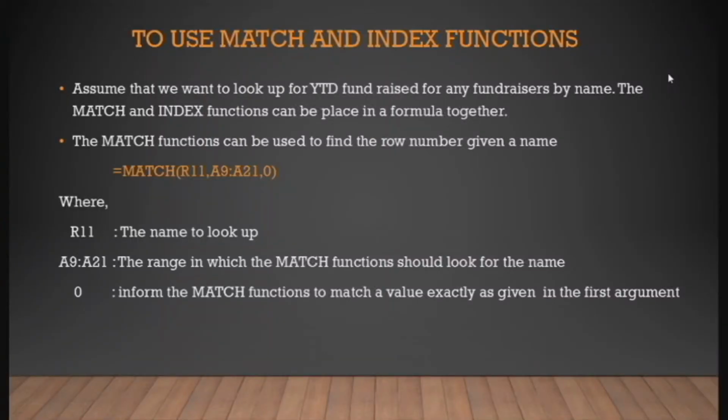To use the MATCH and INDEX function, assume that we want to look up the YTD fundraise for any fundraiser by name. The MATCH and INDEX function can be placed in a formula together. The MATCH function can be used to find the row number in a given range, which is equal to MATCH, in a bracket, the name to look up, comma, the range in which the MATCH function should look for the name, comma, 0 to inform the MATCH function to match a value exactly as given in the first argument, then close bracket.